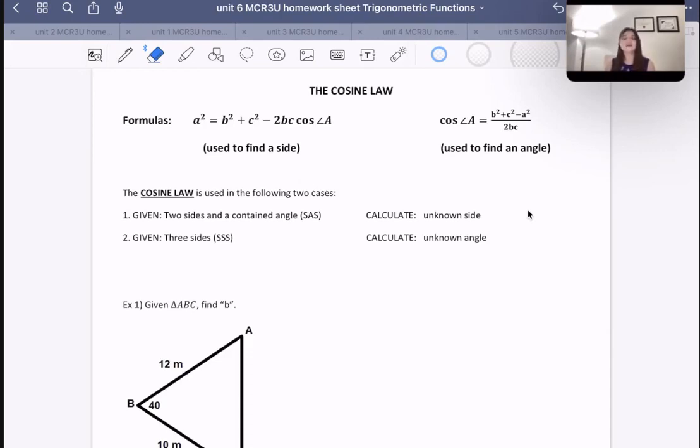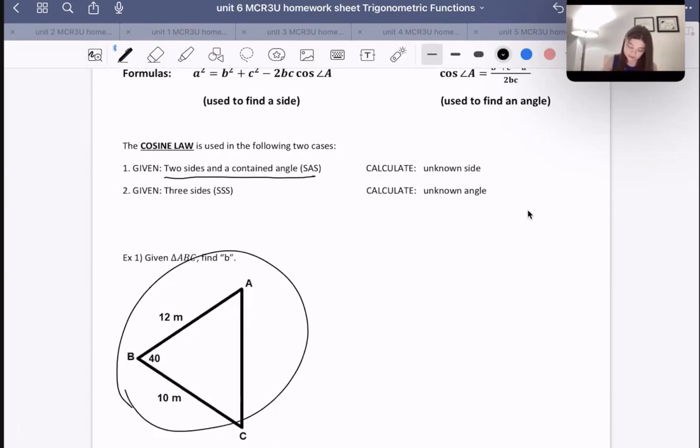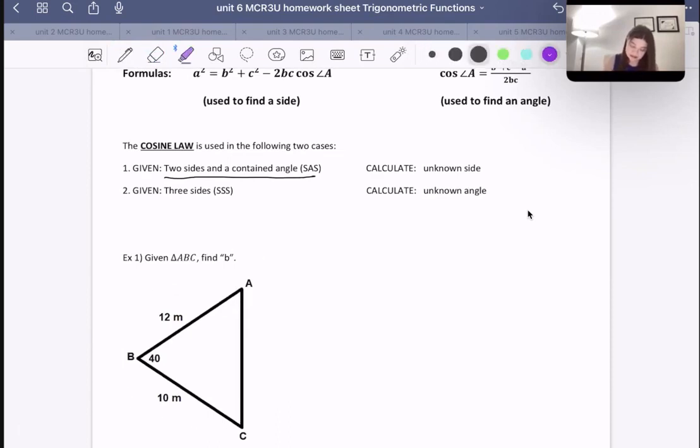As for cosine law versus sine law, let's think about when we can't use sine law. We can't use sine law if two sides and a contained angle are given. So for example, if we have something like example 1, the trouble here is that we have this angle and we need to find this side. However, we don't have any other angles to match with this one. So if I try and use C or A, I'm going to have two unknowns, right? So we aren't able to solve it.